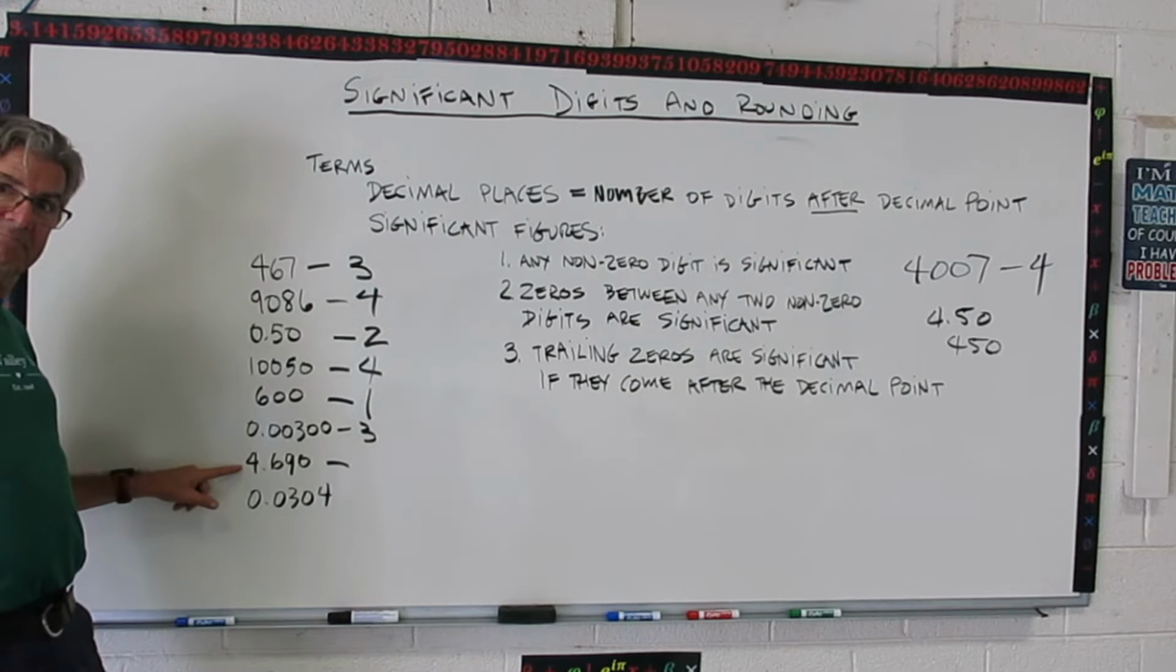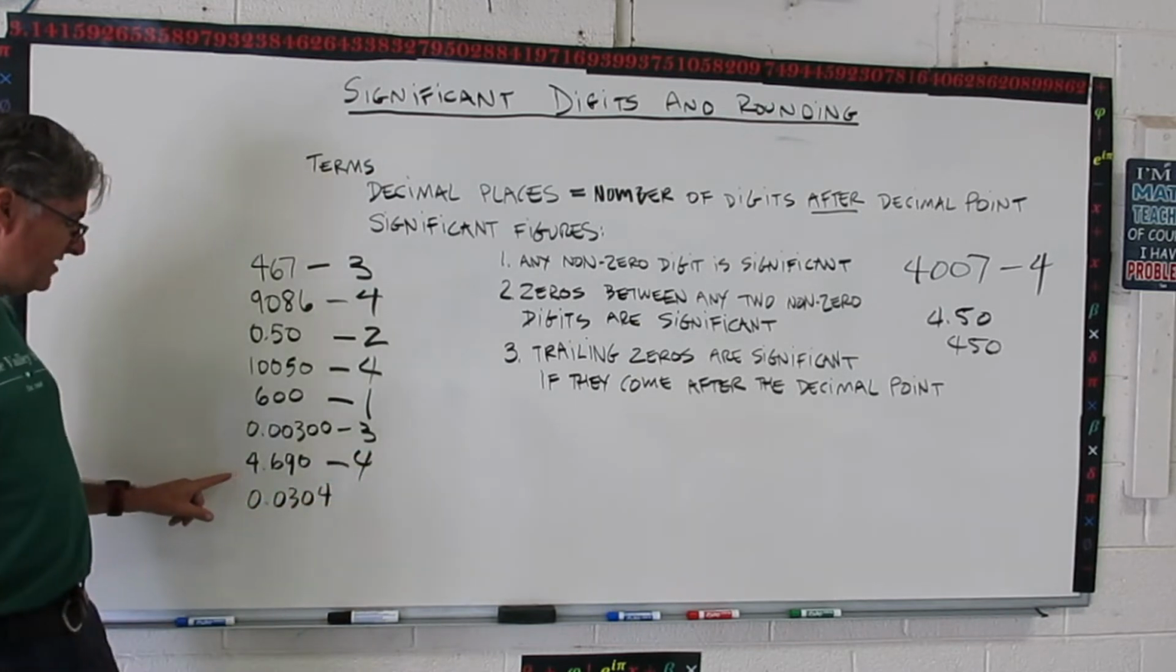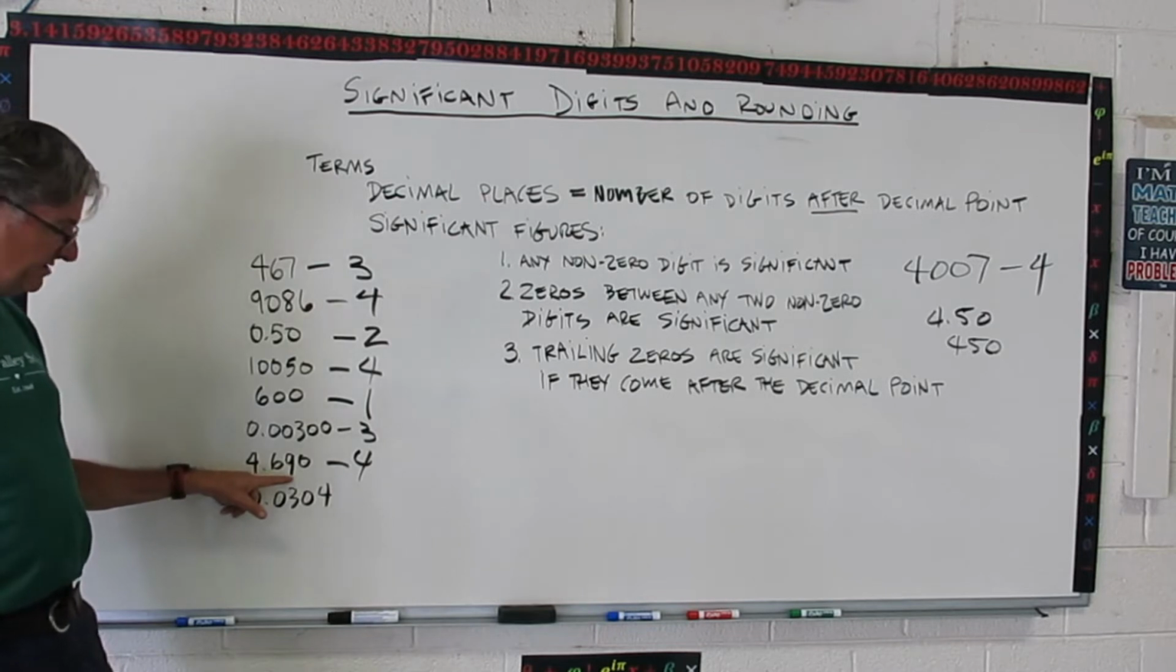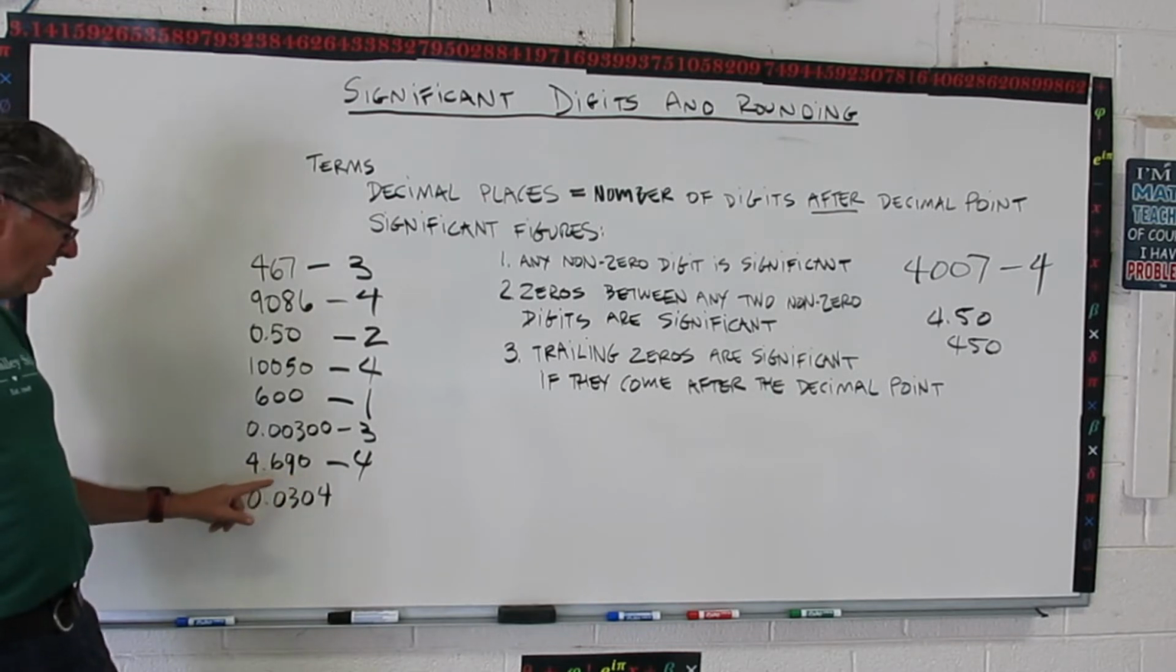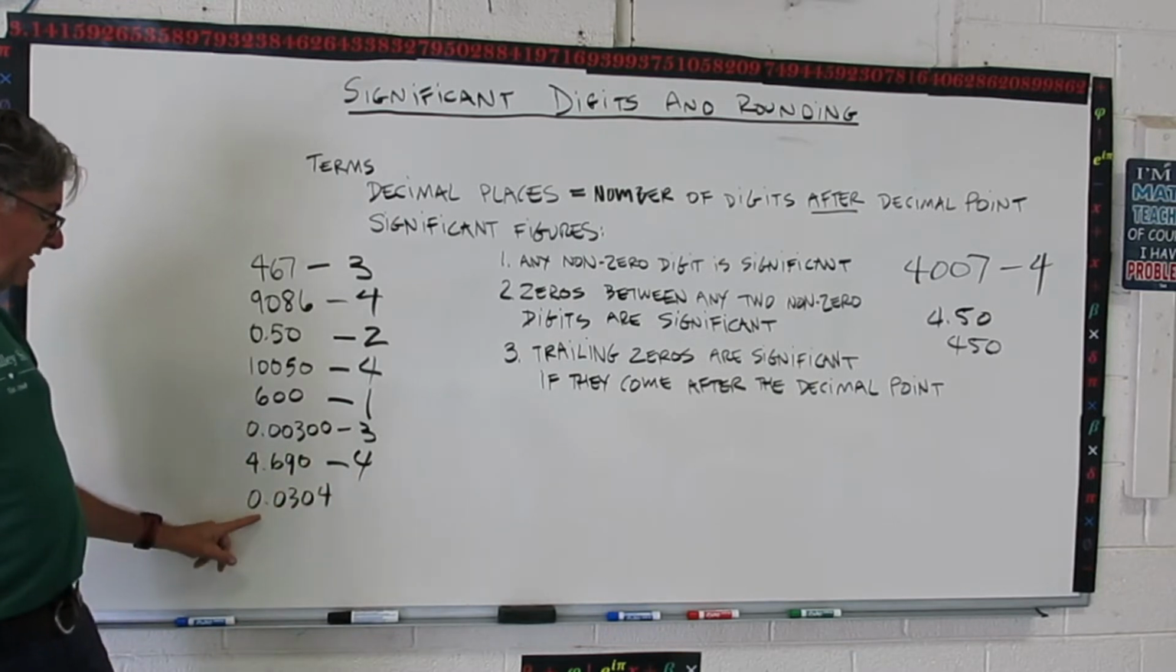How about that one? Did you say 4? Because if you did, you're right. This one has 3 non-zero digits, and then 1 trailing zero that's to the right of the decimal. So that's got 4 digits. And lastly, how about this one?